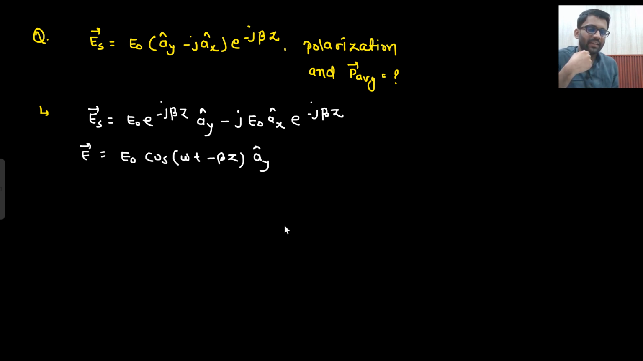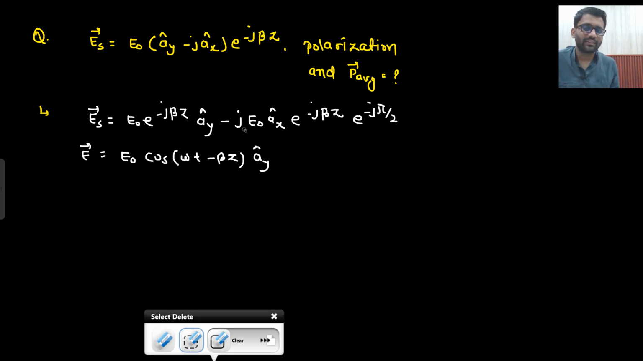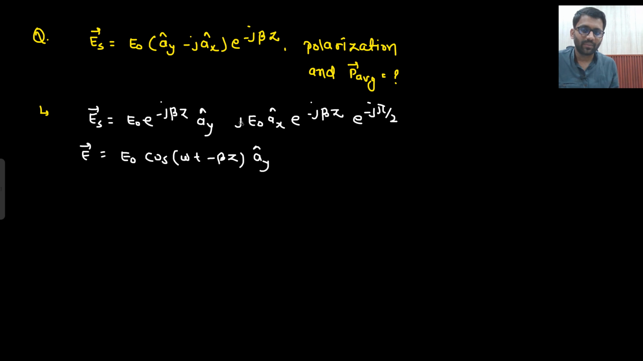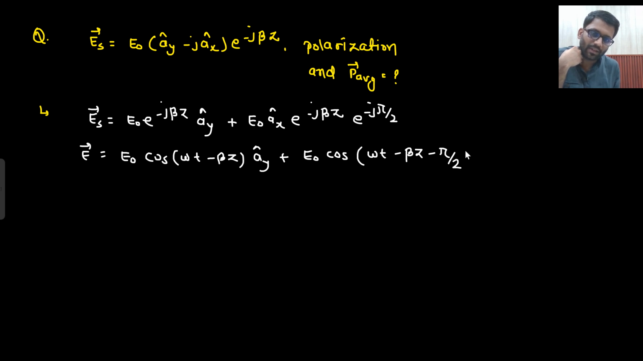What is this minus j? Minus j is e to the power minus j pi by 2, if you remember it. If I want to remove this minus j, what can I do? I can simply put plus here and this would go into minus pi by 2. Is that clear to you or not? So what I can write: plus E naught cos(omega t minus beta z minus pi by 2) ax cap.